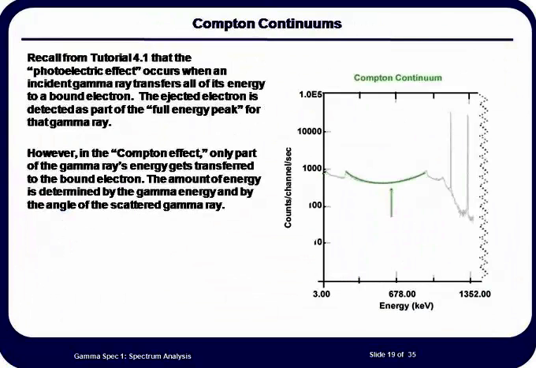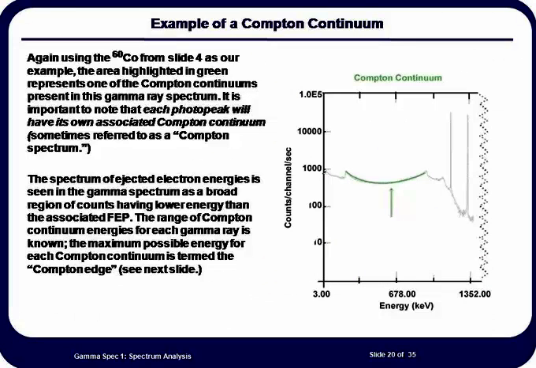The Compton continuum for the lower energy of the two cobalt-60 gamma rays shown is highlighted in green. Note that although the green highlighted area is associated with the 1173 keV gamma ray, the 1332 keV gamma ray will also have a Compton continuum that tails off to lower energies. Each true gamma ray emitted from a nucleus will have a Compton continuum associated with it.